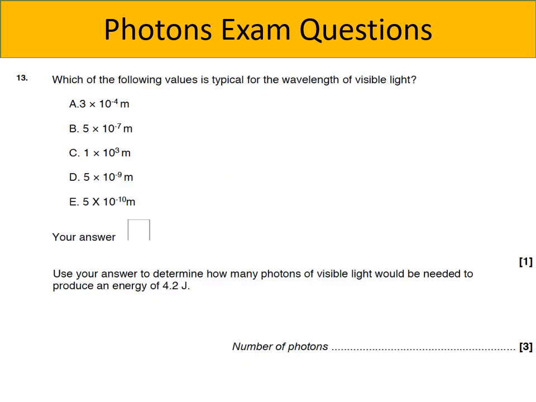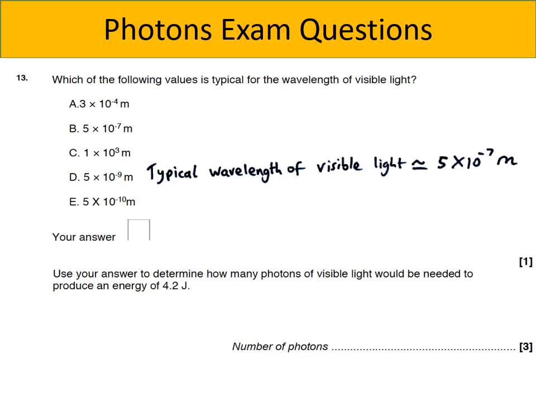Question number 13. Which of the following values is typical for the wavelength of visible light? So just as in question number 12, we should know that the typical wavelength of visible light is about 5 times 10 to the power minus 7 meters. So the answer to the first part of that question is B. Use your answer to determine how many photons of visible light would be needed to produce an energy of 4.2 joules. So first of all, we've got to work out the energy of a single photon.